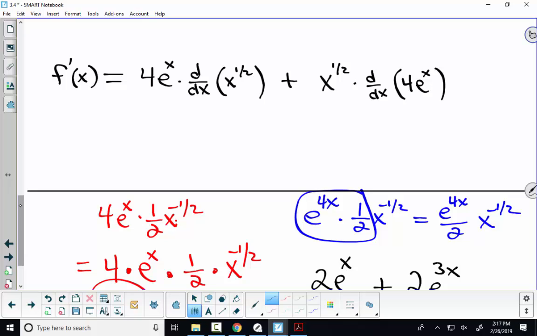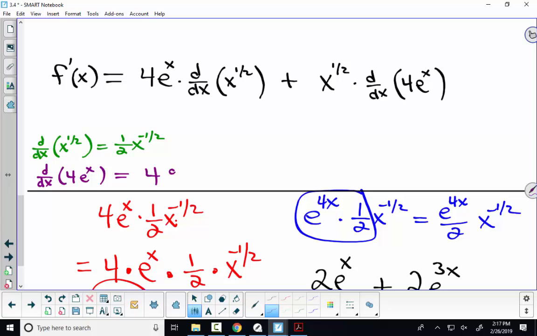We've taken the derivative, then we can address the individual derivatives that show up. So the derivative of x to the 1/2 is 1/2 x to the negative 1/2, and then the derivative of 4e to the x. At this point, we have to remember our constant multiple rule. That's 4 times the derivative of e to the x, which is just 4 times e to the x.